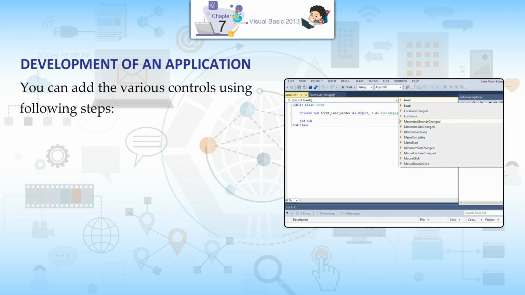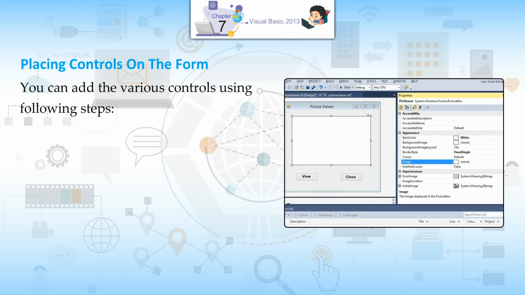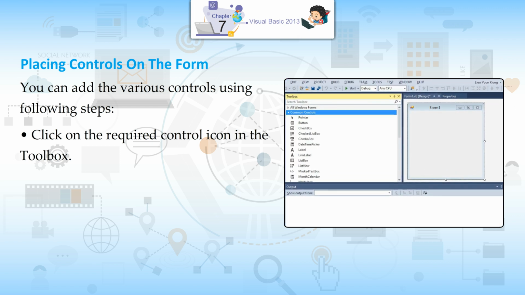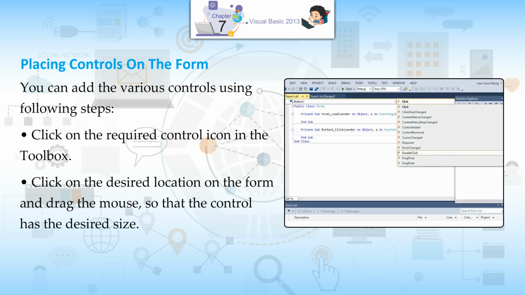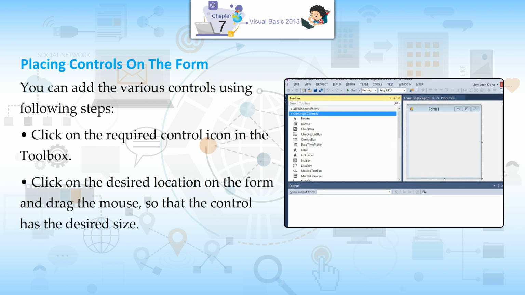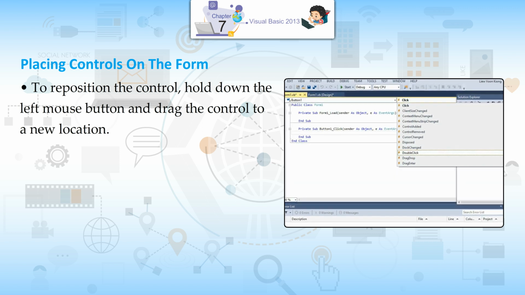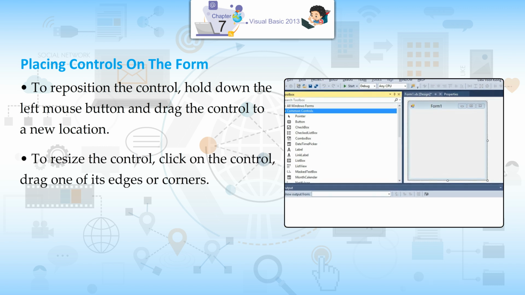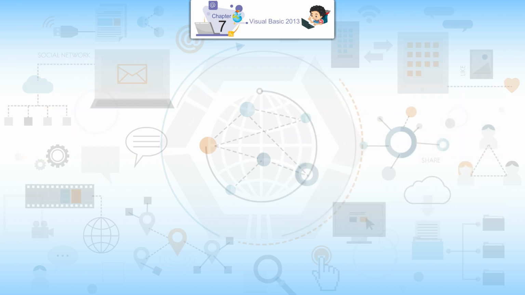You can add the various controls using following steps. Placing controls on the form. Click on the required control icon in the toolbox. Click on the desired location on the form and drag the mouse so that the control has the desired size. To reposition the control, hold down the left mouse button and drag the control to a new location. To resize the control, click on the control, drag one of its edges or corners.